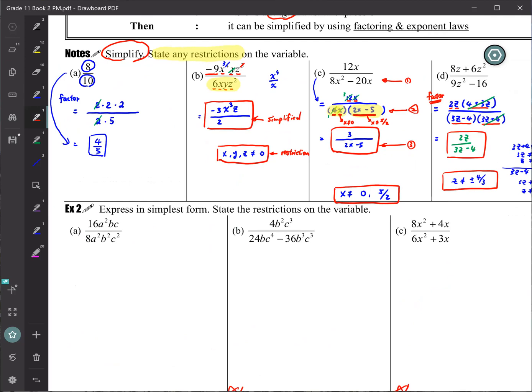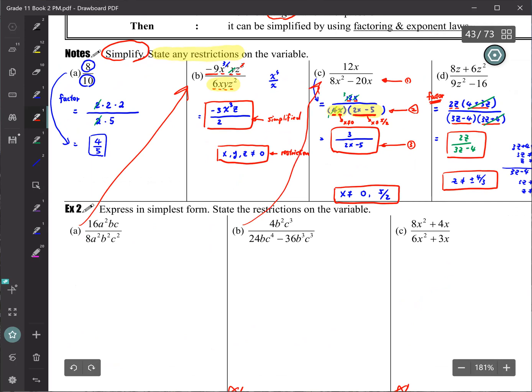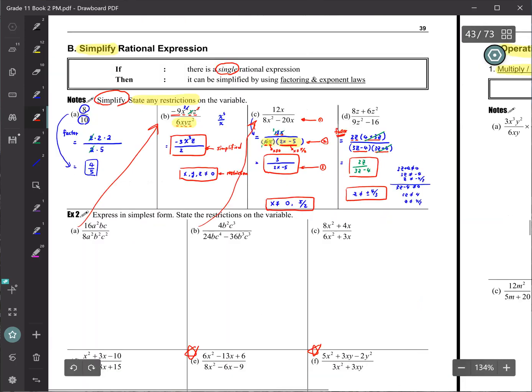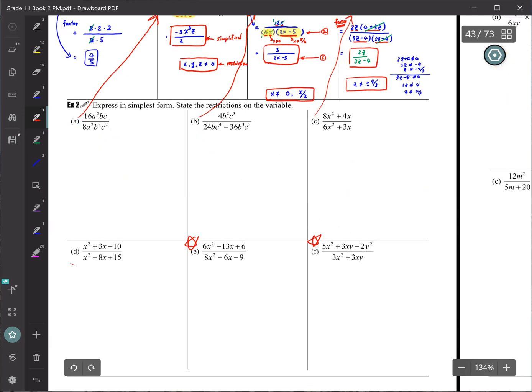Question A is similar to question B on the top, right? A is kind of like B. B is kind of like C, right? And then C is kind of like this one. So you have similar examples to look at, and D and E are similar. So that's why we're gonna do E and F, okay?